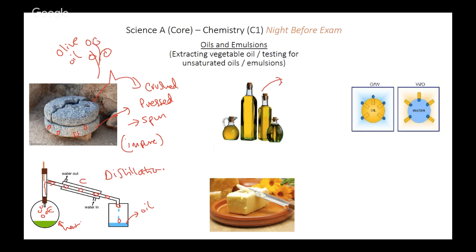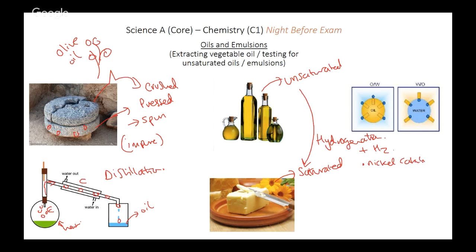So there's two different types, unsaturated and saturated, just like with the fuels that we were talking about earlier, with the number of hydrogens on them. If you want to get from an unsaturated oil to a saturated oil, hopefully you'll remember the process of hydrogenation, which is adding hydrogen. And the conditions needed for that, if you remember, are a nickel catalyst and 60 degrees C.